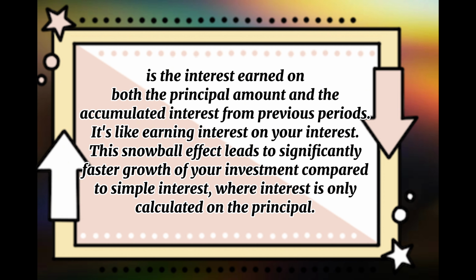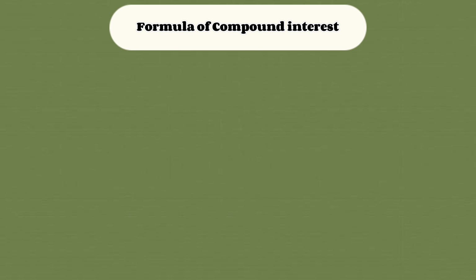So compound interest is the interest earned on both the principal amount and the accumulated interest from previous periods. It's like earning interest on your interest. This snowball effect leads to significantly faster growth of your investment compared to simple interest, where interest is only calculated on the principal.